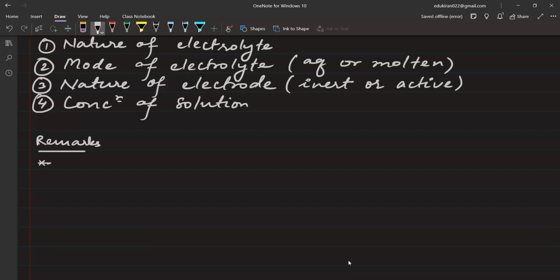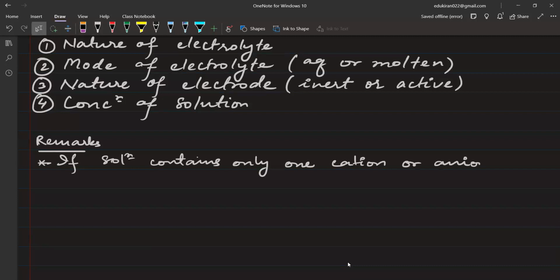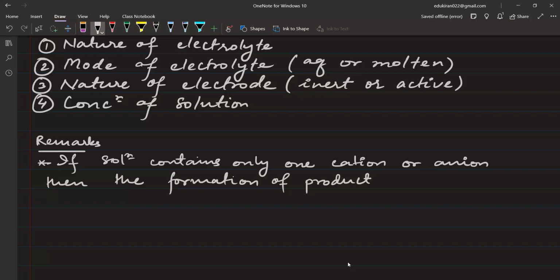Write the first point. If solution contains only one cation or anion, then the formation of product can be easily predicted.